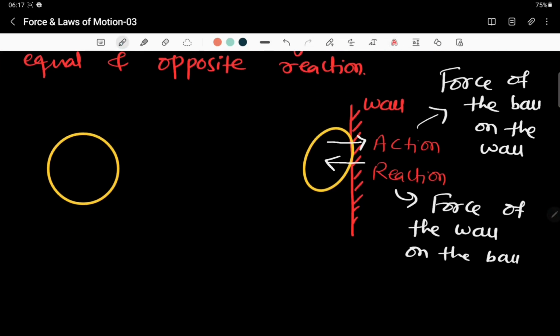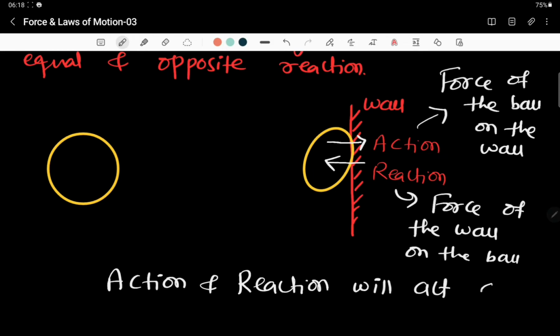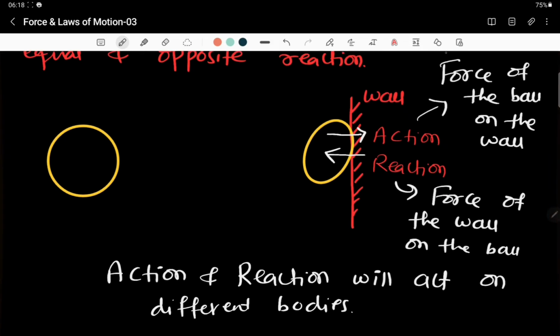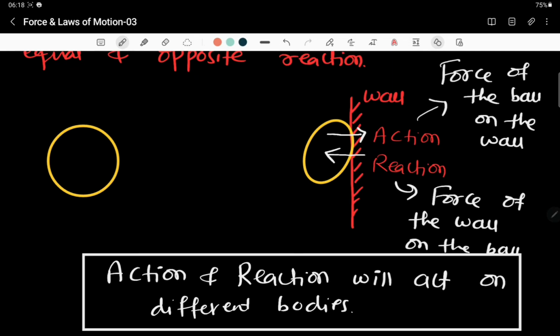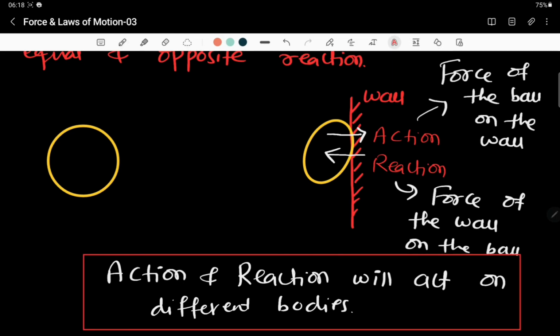This is a very, very important point what I am writing now. Action and reaction will act on different bodies. This is a very, very important point. Please make a note of this. Please put it in a box. Action and reaction will be on different bodies. Action and reaction will not be on the same body. Please make it short. I hope this point is very, very clear. See, where is the action? Action is on the wall and reaction is on the ball. They will not be on the same body.